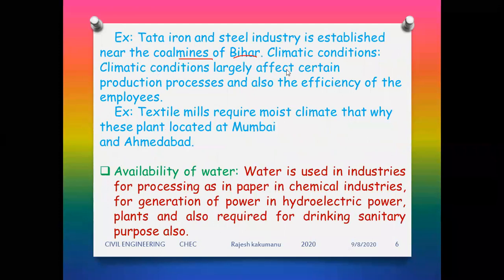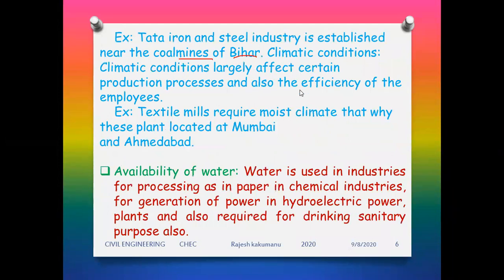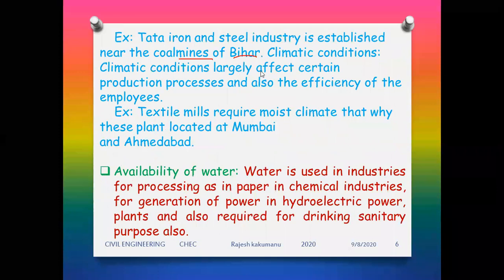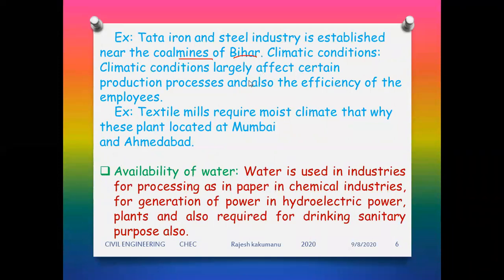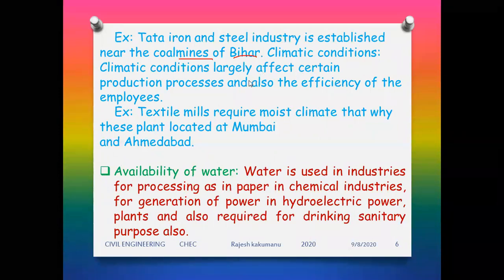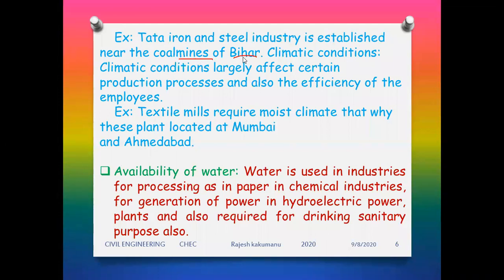Climatic conditions largely affect certain production processes and also the efficiency of the employees. So, the problem enti, the climatic conditions in Bihar affect the problem. But the other thing is it is near the coal mines of Bihar. That is also one advantage. So, maximum you have to see the positive side, not compare with the negative thing.